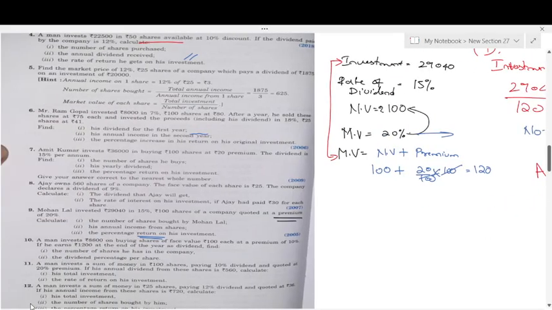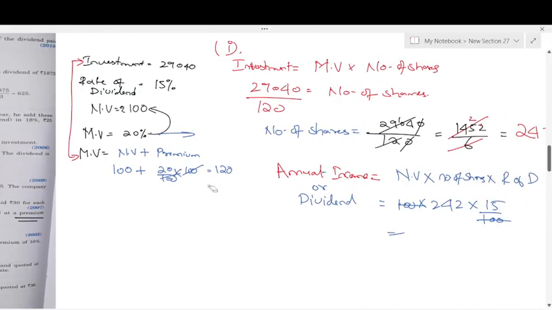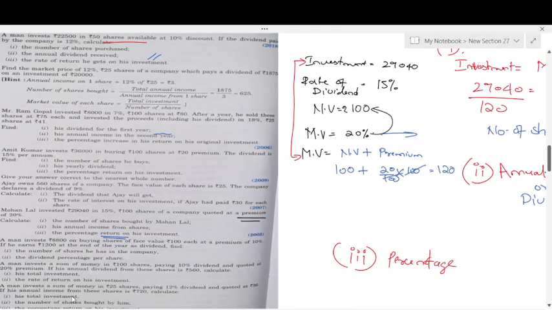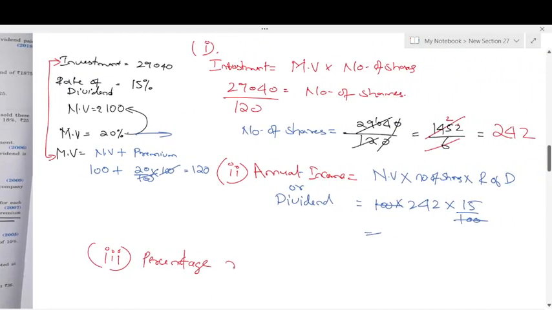So here, whatever question they have given, write the same thing. Don't write rate of interest or other things. Here they have given percentage return on investment. This is the second one. Calculate the second, complete the third one. Percentage return. Dividend divided by investment.